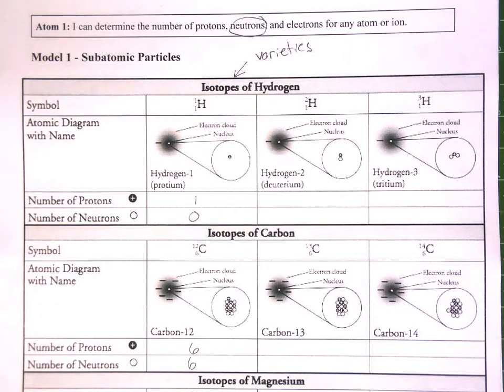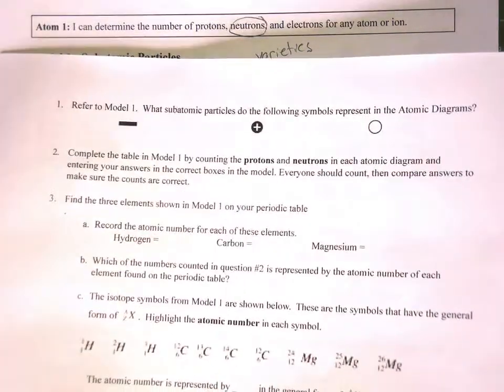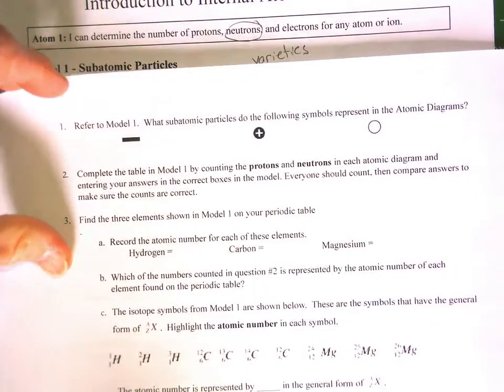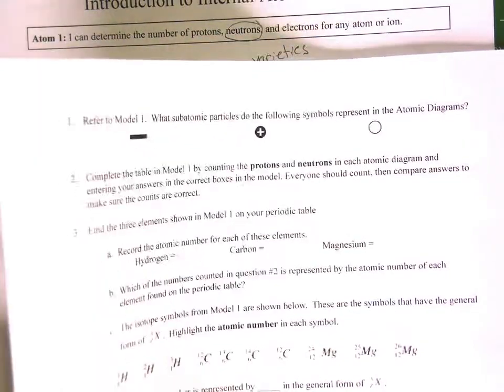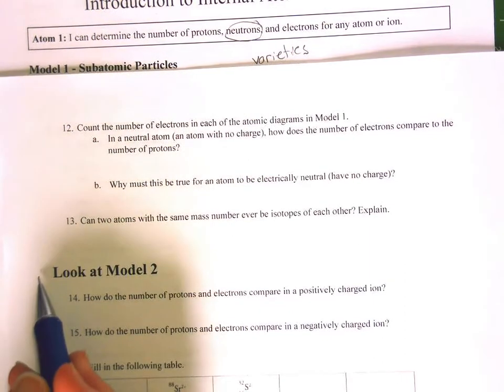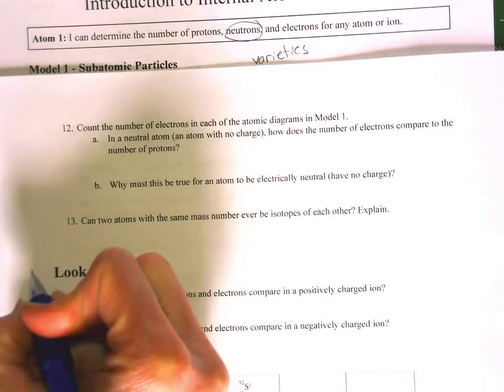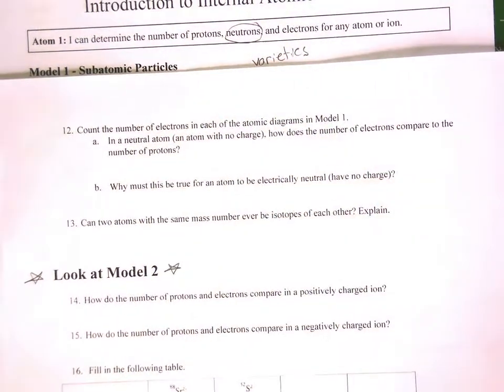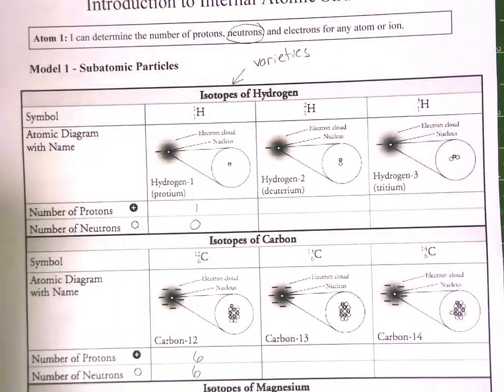Model number 1 is going to go with questions 1 through 13. So you're going to take model number 1 and set it right next to this sheet, and use it to answer questions 1 through 13. When you get through question 13, you'll notice that your packet says to look at model number 2. Until you get to that point, you don't need model 2, so you can just leave your paper on the side that says model 1.